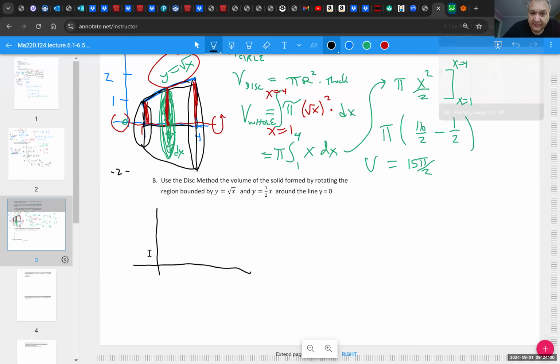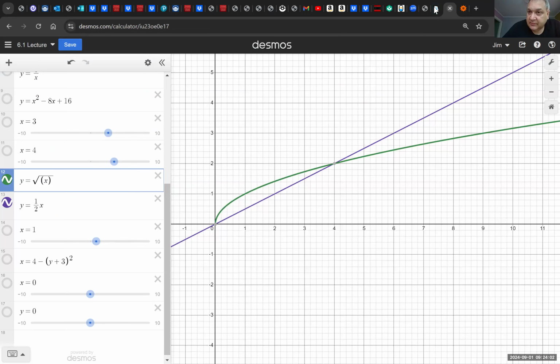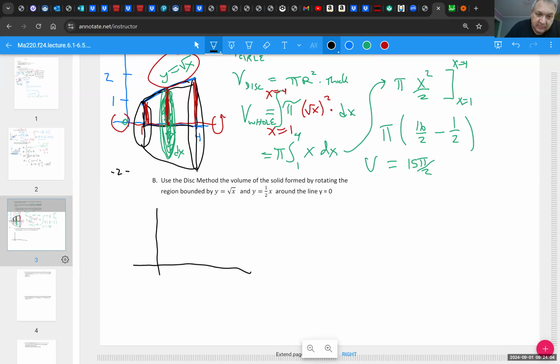Sorry, I gotta get going back. 0, 0, and 4, 2. There is a straight line going this way. There's a curvy thing going this way. That's our region. We are revolving it around the line y equals 0. Y equals 0 is called the x-axis. This is y equals 0, and we're revolving it around y equals 0.